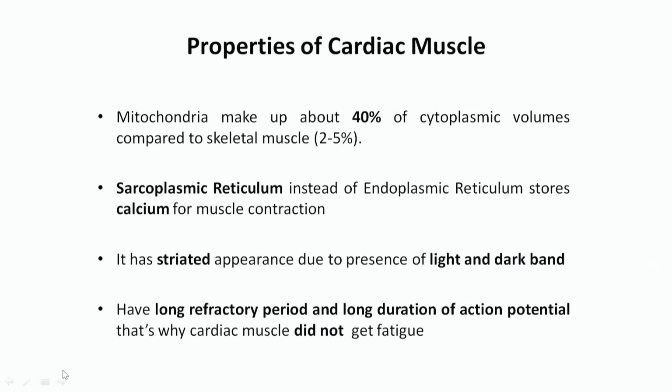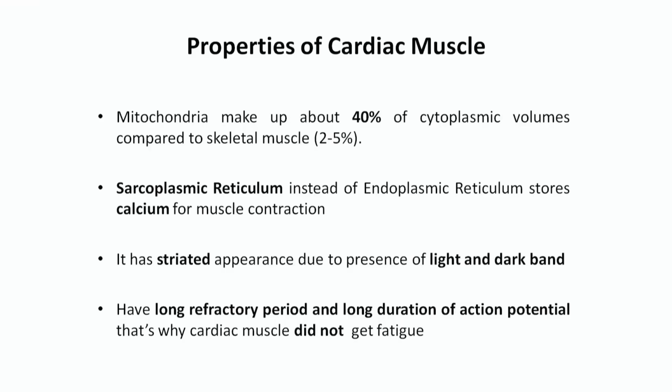Some other important properties of cardiac muscle: it has a mitochondria percentage of around 40% of the cytoplasmic volume, compared to skeletal muscles. Then it has a sarcoplasmic reticulum, which stores calcium inside the cells. Why is this extra calcium required? Because for cardiac muscle contraction, extracellular calcium is required, and that is mainly stored in the sarcoplasmic reticulum.